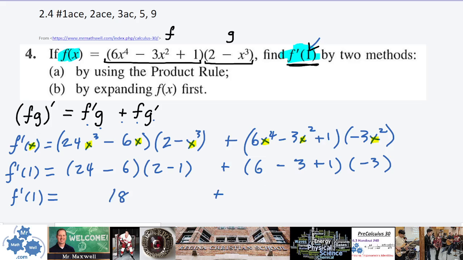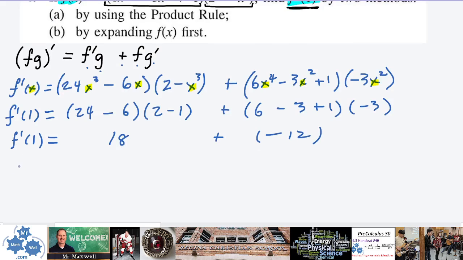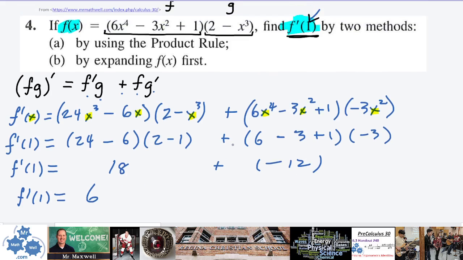Plus 6 minus 3 is 3, plus 1 is 4, times negative 3 is negative 12. Just flag me if I'm doing something wrong here, if I've missed something. But 18 plus a negative 12 is the same as 18 minus 12, so it looks like 6 here. Looks like 6. Everybody get that? Okay.